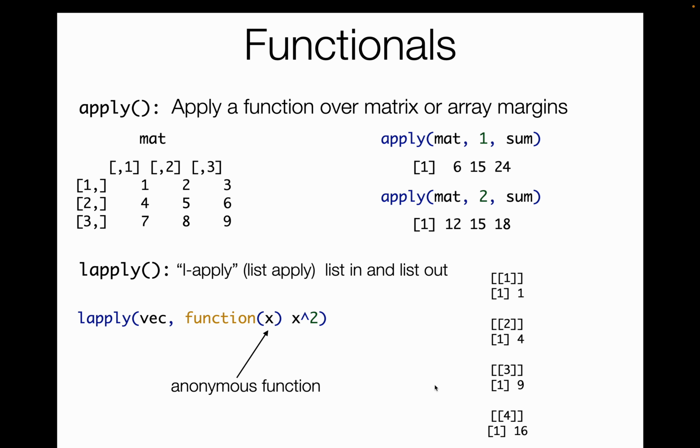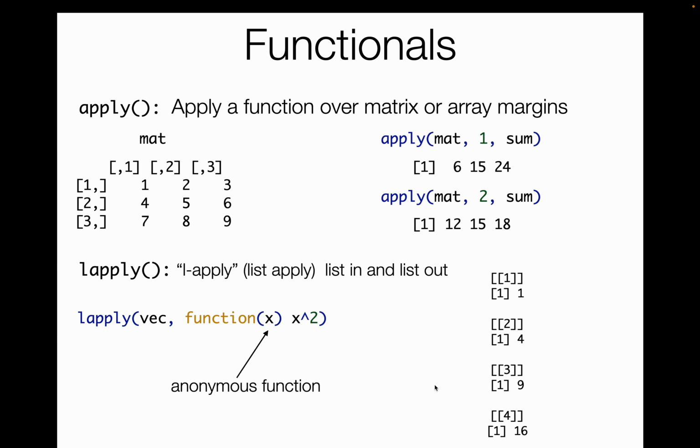So I made an anonymous function here that doesn't exist outside of the lapply call. I didn't make a function f somewhere and call f. I sort of made it in place. And so I run this function, and it gives me a list out. So list in, list out. Okay? And so people like functionals.